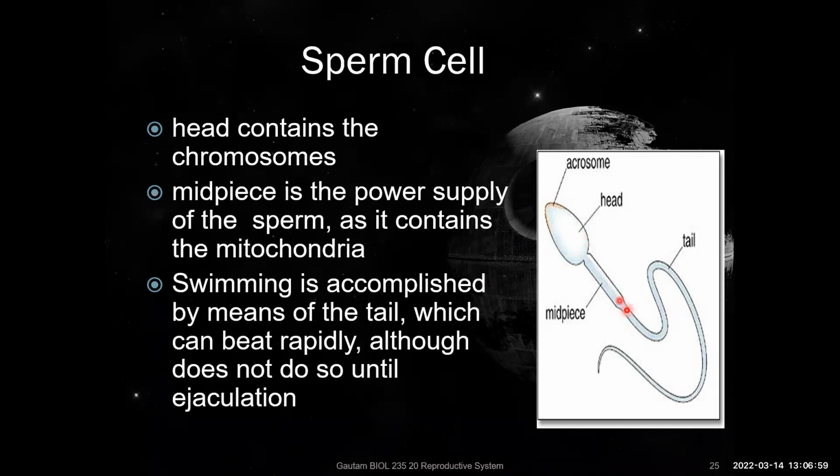Then past the head is the mid piece. The mid piece is going to have lots and lots of mitochondria because they provide the ATP in order to move the tail. Swimming is accomplished by the moving of that tail, right? The tail will whip back and forth, and that's going to propel the sperm cell in the opposite direction. So the tail is energized by the mitochondria that are in the mid piece.